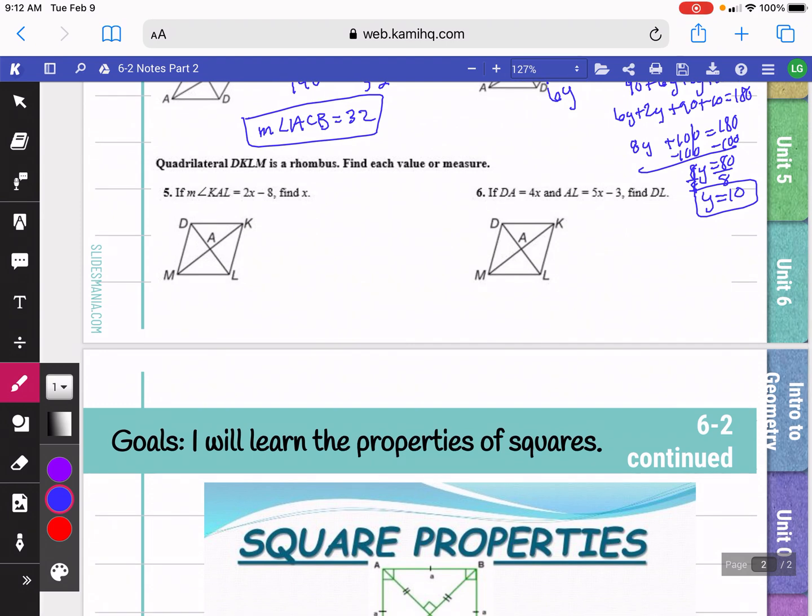In our next picture, angle KAL is 2x minus 8. KL is this one right here, but we know that's a right angle. So if it's also 2x minus 8, we can say 2x minus 8 equals 90, because we know it's a right angle, so I'm just setting it equal to 90. And now I'm going to solve for x.